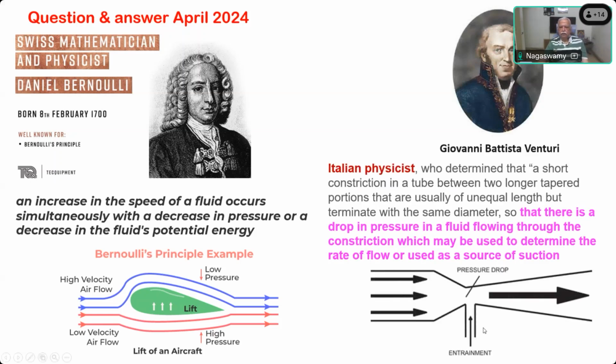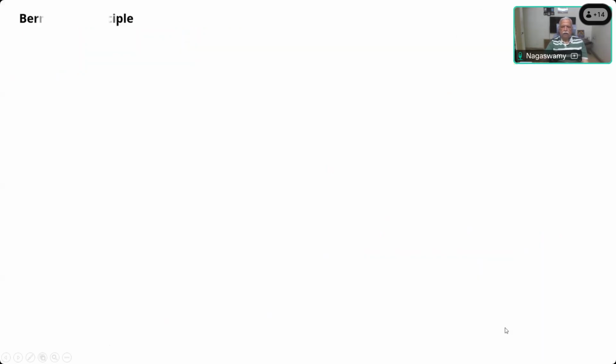You can see this is a tube which suddenly becomes narrower and then expands. So fluid coming through this at a high velocity, there is a drop in pressure at this point, and that can be used to entrain gas or fluid and increase the volumes. You can see the small arrows here suddenly becoming bigger because of the entrainment. So that is what he described.